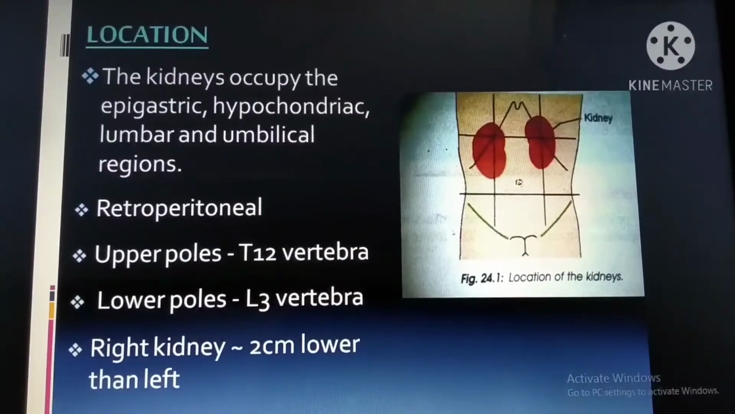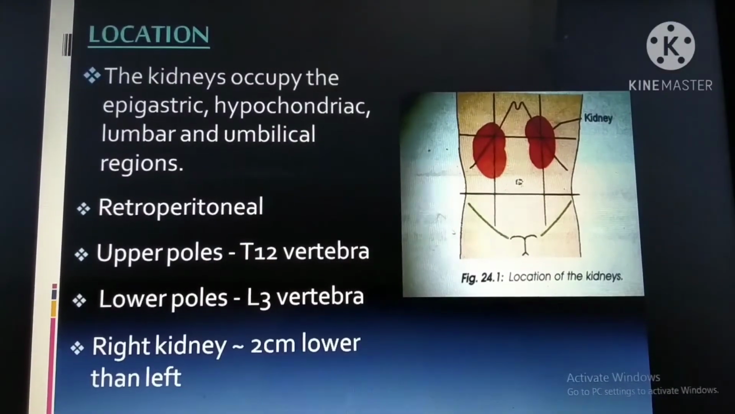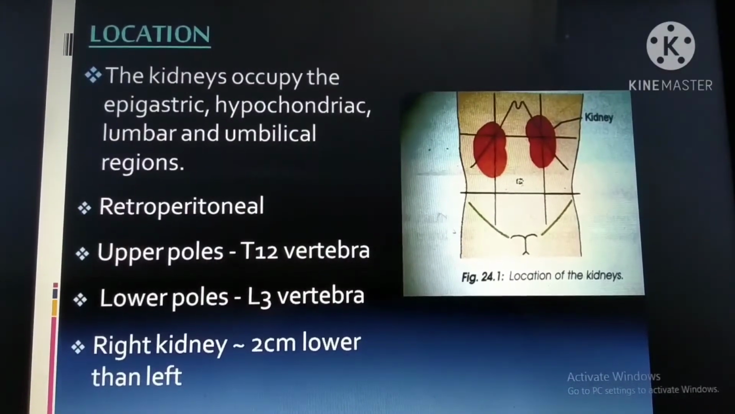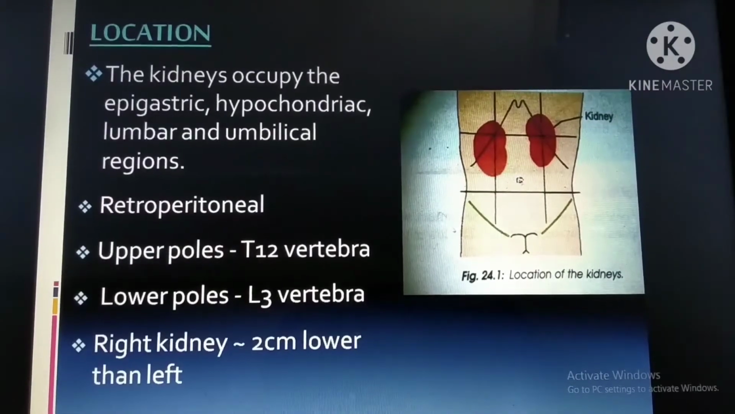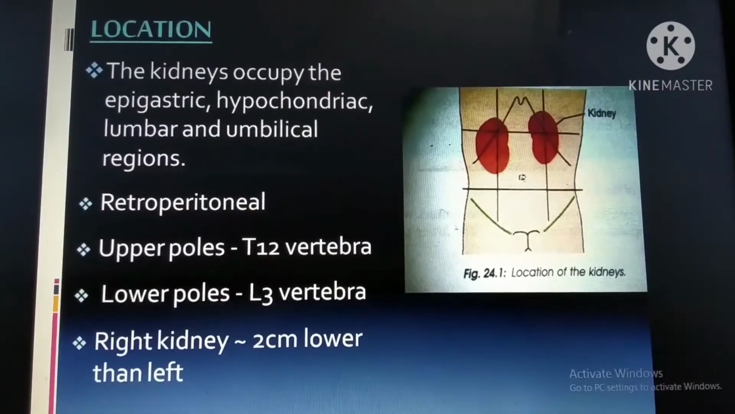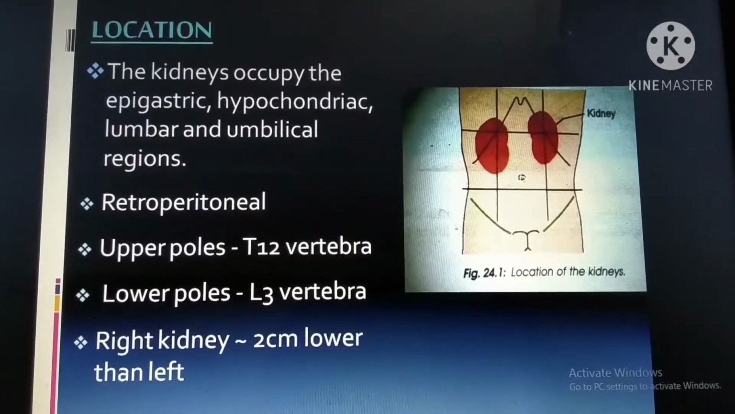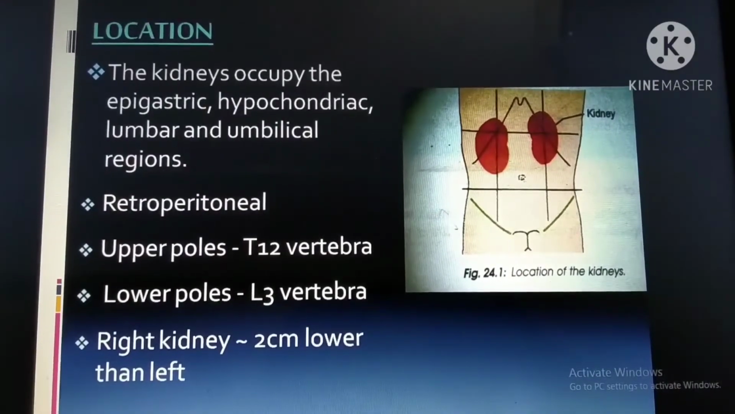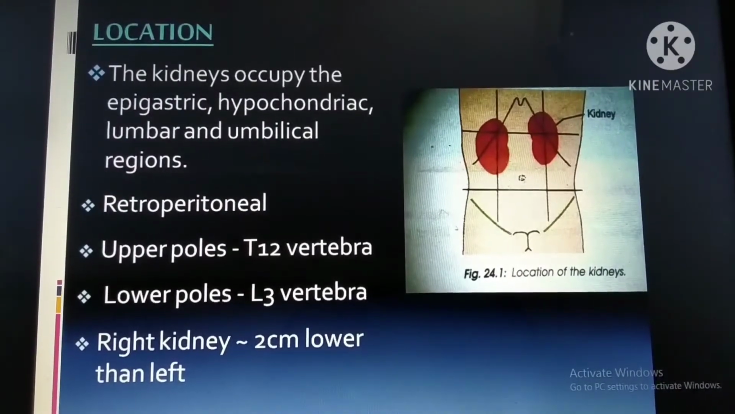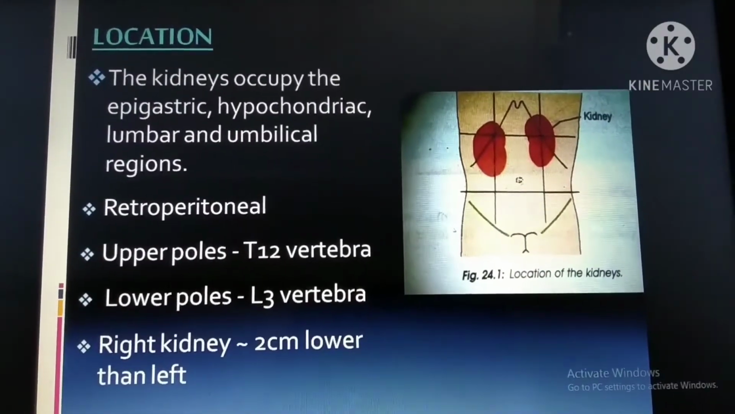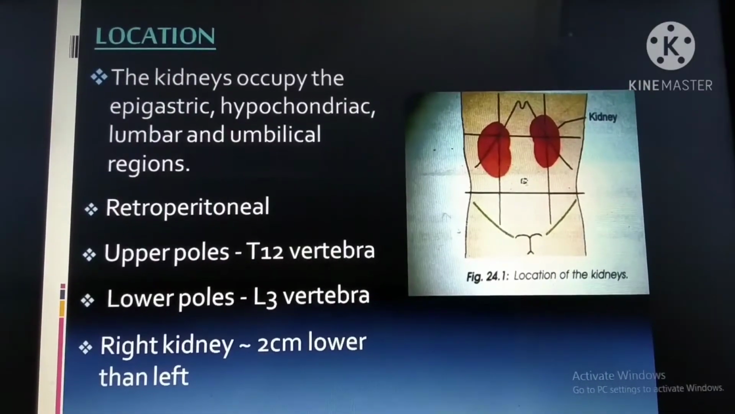Location: the kidneys occupy the epigastric, hypochondriac, lumbar and umbilical region. Upper pole is at the level of T12 vertebra and lower pole is at L3 vertebra. Right kidney is situated 2 cm lower than the left.